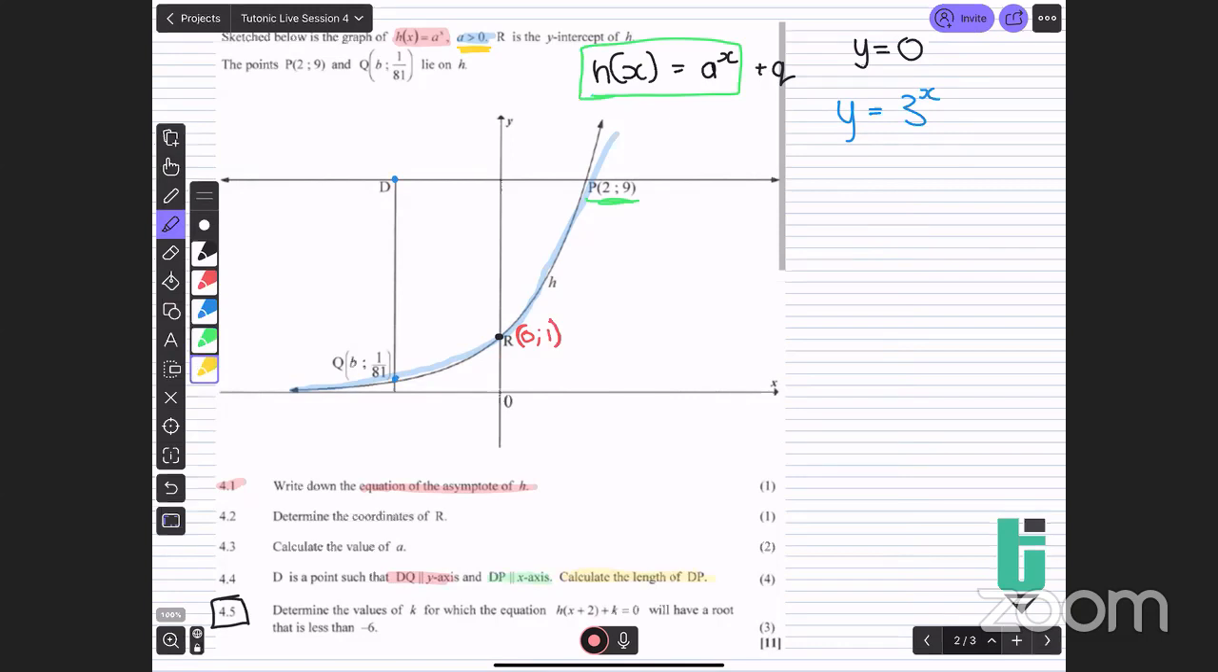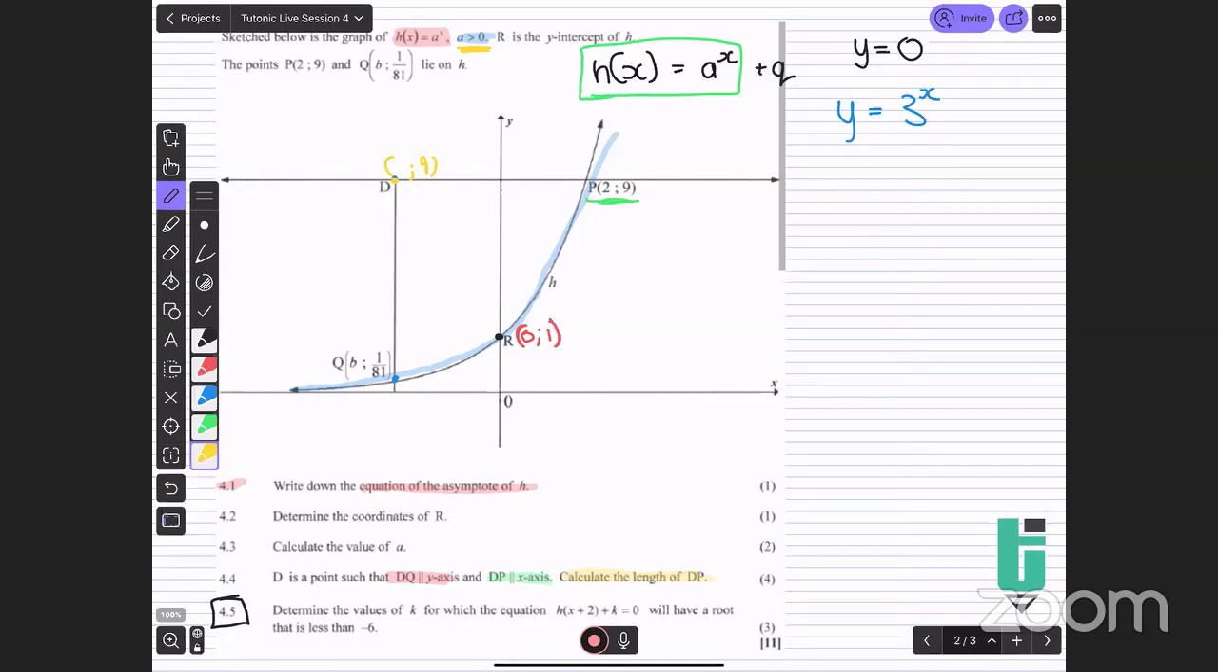So the first thing that you have to realize is they're saying that DP is parallel to the x-axis. Do you guys see that? DP is parallel to the x-axis. So what that means is that because it's parallel to the x-axis, you already know the y value of D. What's the y value of D? 9. It's 9 because it's a horizontal line. In a horizontal line, the y value doesn't change.